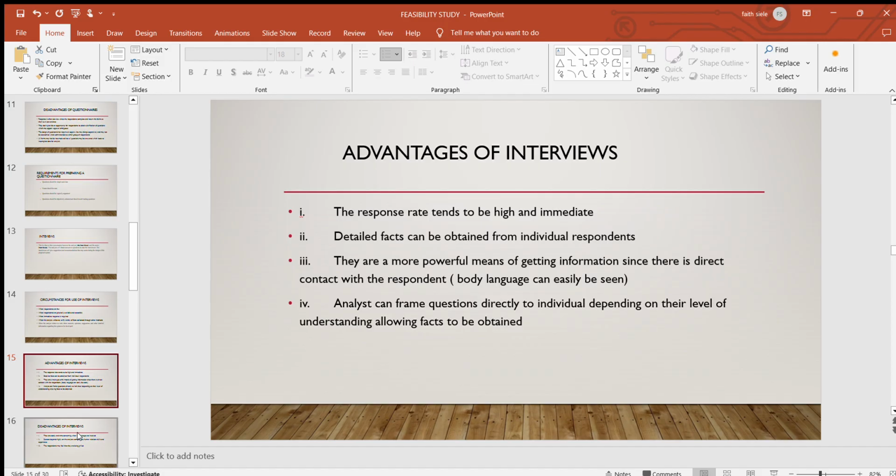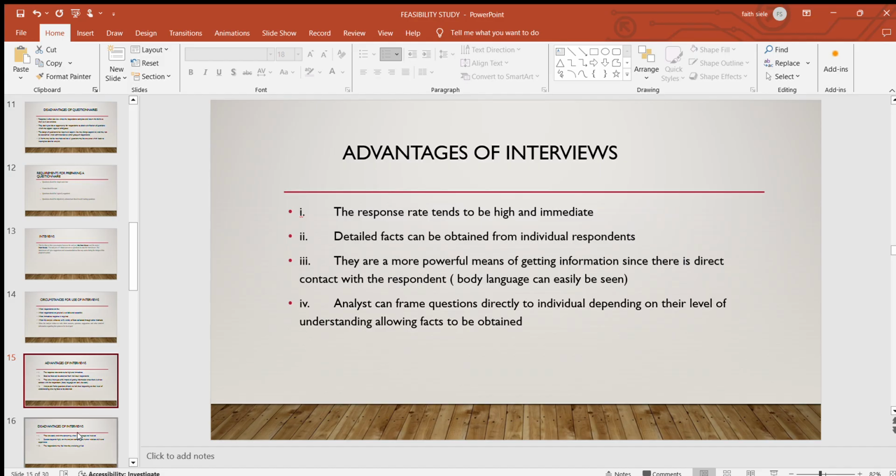So here it allows for in-depth exploration of complex issues and topics. And then there are more powerful means of getting information since there is direct contact with the respondent. So here the body language can easily be seen, and interviews provide qualitative data which can reveal insights to the topic or thing being asked about.